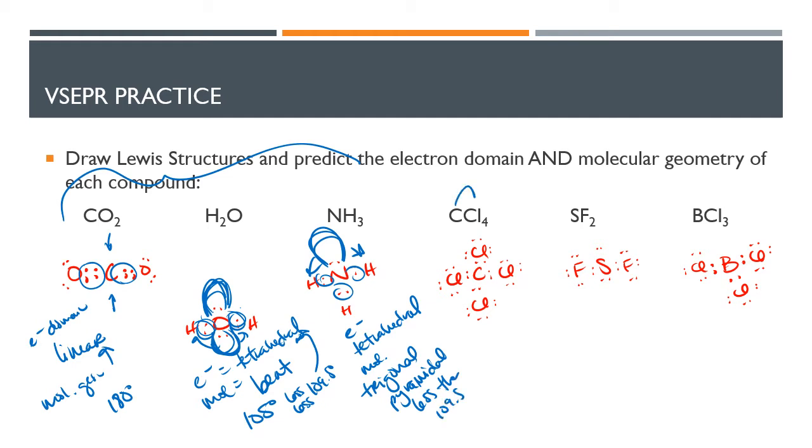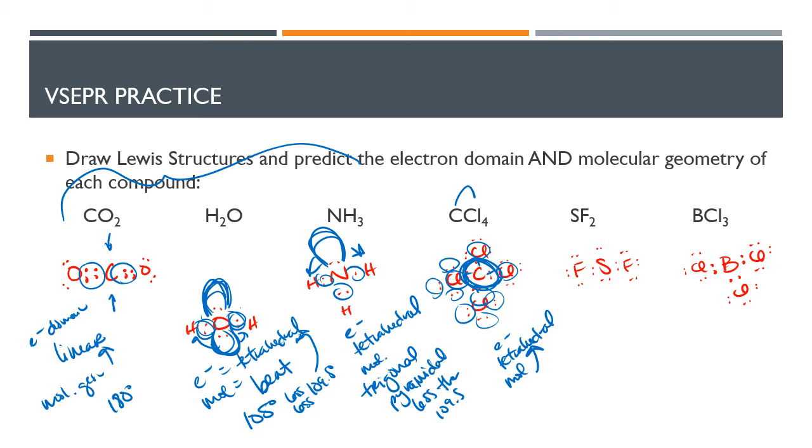Carbon tetrachloride, 1, 2, 3, 4 bonding groups on the central atom carbon is going to give us an electron domain geometry of tetrahedral, and because there are atoms on each of those groups of electrons, our molecular geometry is also tetrahedral. You might be thinking, but wait, what about all of these non-bonding groups? We don't care. We only care about that central atom. It's the most important when it comes to shapes.